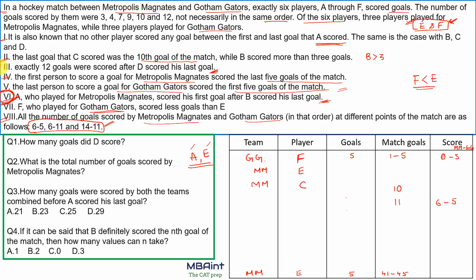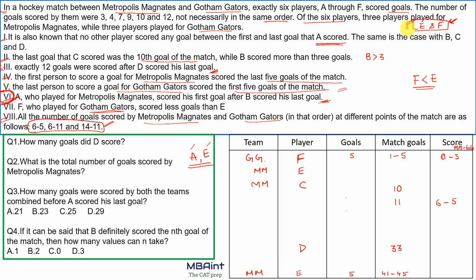Also, we have missed the 3rd point. It says that exactly 12 goals were scored after D scored his last goal. So if we put D here at the 33rd position, because the total number of goals is 45, we do not know the number of goals as of now, but D would end his goal-scoring at the 33rd goal. That's it. Now how do we go about it?